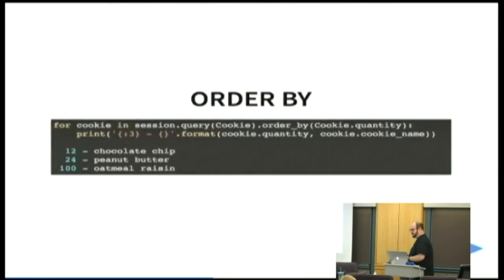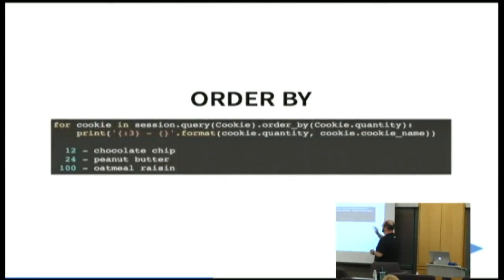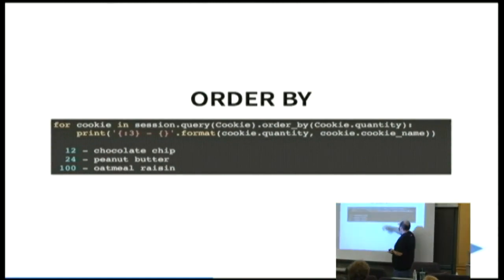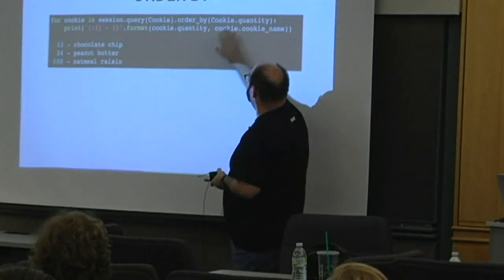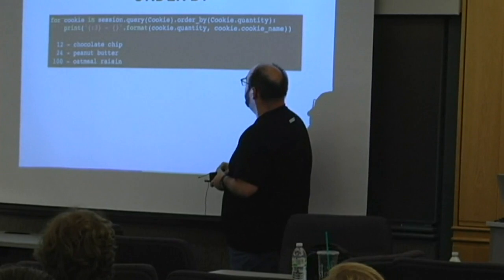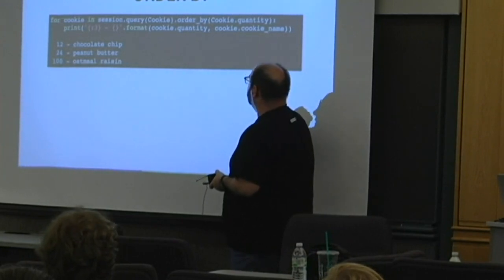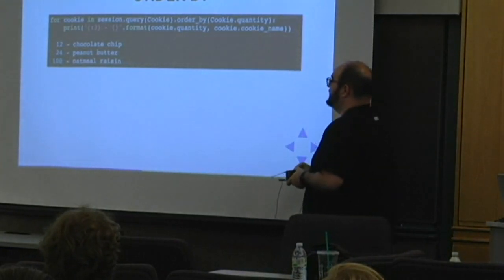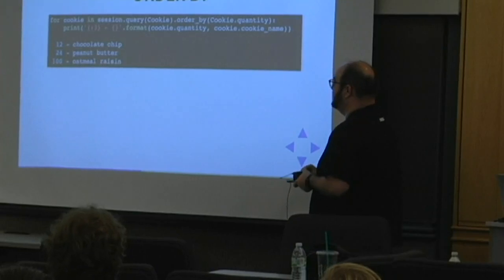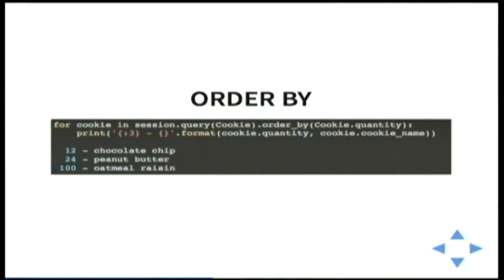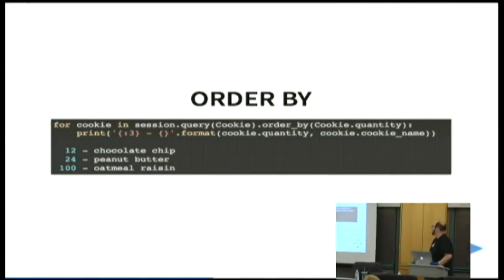Awesome. All right. So now we can expand that to order by. Here again, I'm just session querying cookie, applying the order by onto that same piece, and then telling it what I want to order by. And then I'm just going to print them out in ascending quantity, right? So 12 chocolate chips, 24 peanut butters, and no one eats oatmeal raisin, so there's like 100 of those.